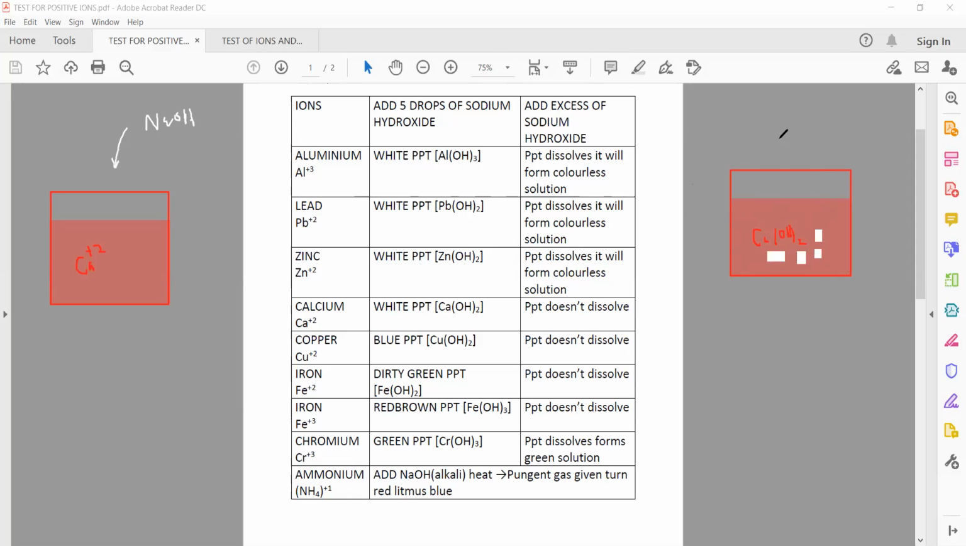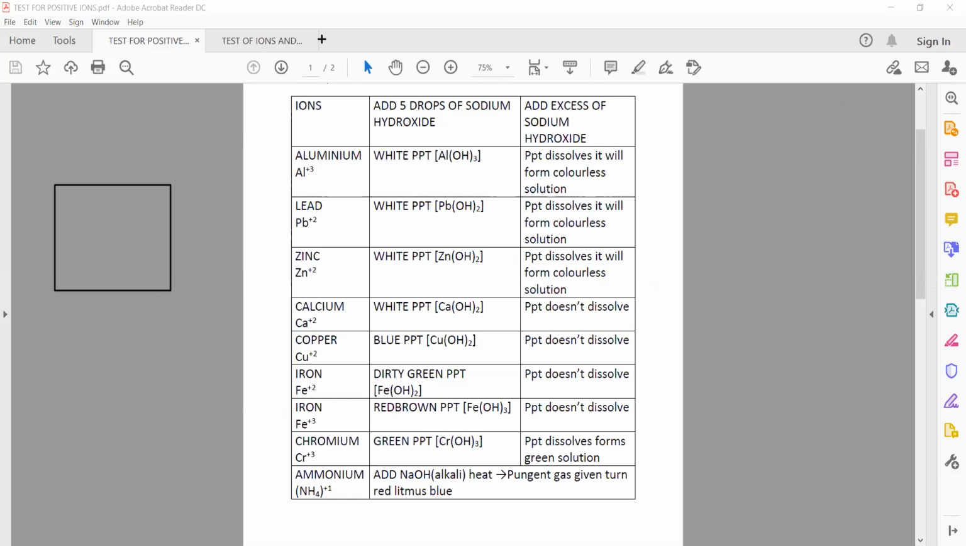But if you add excess, excess means more than enough or too much. When you add excess sodium hydroxide, what will you observe? You will observe the precipitate does not dissolve. It will remain a white precipitate. Same thing, if a solution contains copper ion. So these are the tests which you have to learn or memorize.